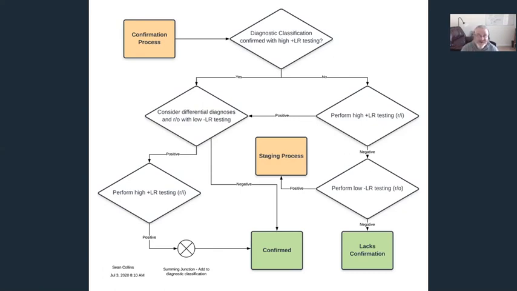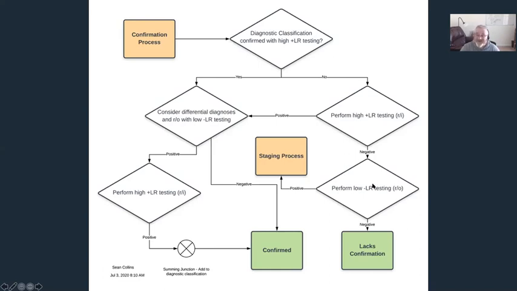But I think it's important to at least consider differential diagnoses in the confirmation process. So if they did not have this performed, then you would perform, if possible, some high positive likelihood testing, some rule-in tests. If they test positive, then you're considering differential diagnoses. And if the high positive likelihood testing is negative, you would then perform low negative likelihood testing to rule out.